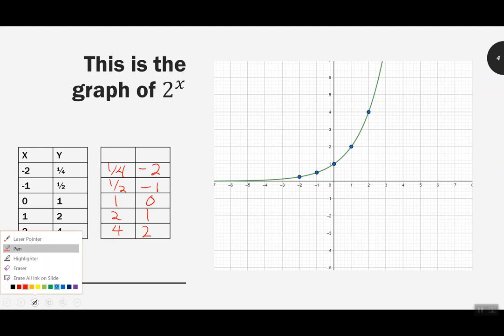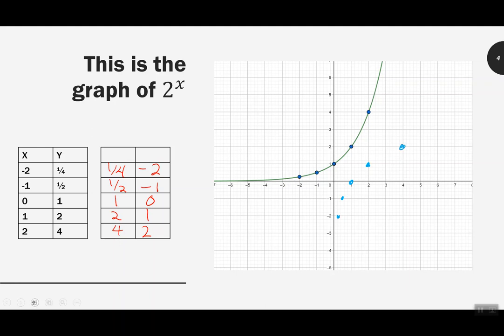Let's put those points on the same axis we have with 2 to the x. So at 1/4, I'm at -2, and then at 1/2, I'm at -1. At 1, I'm at 0, at 2, I'm up to 1, and then over at 4, I'm up to 2. We're going to connect these dots.